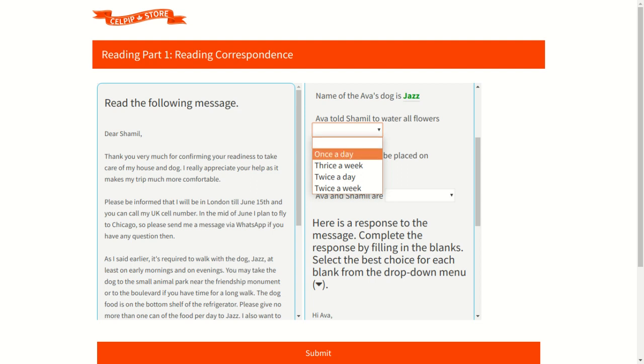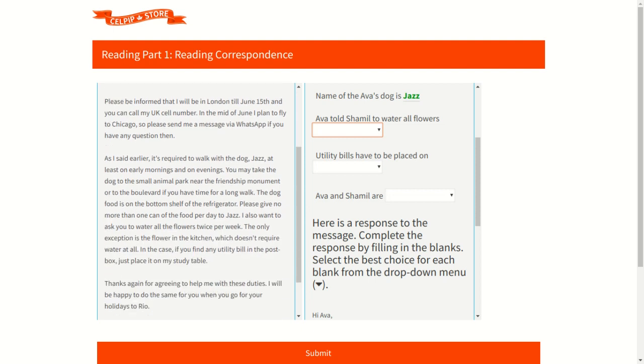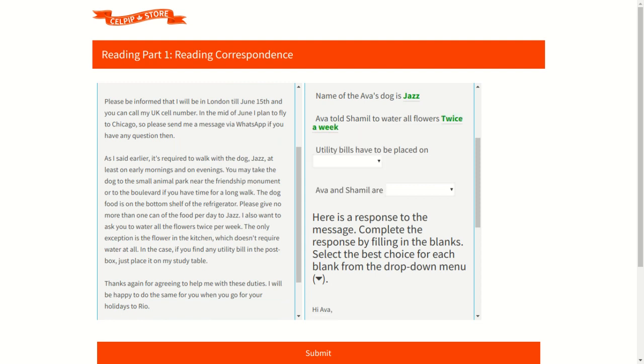Number 1, once a day. Number 2, thrice a week. Number 3, twice a day. And number 4, twice a week. As we can check in the last 4th line of the third paragraph, Ava asked Shamil to water all the flowers twice per week. So accordingly, the 4th option is correct. That is twice a week.